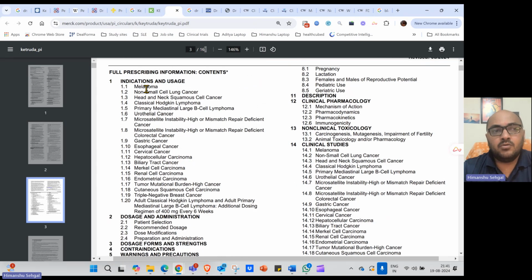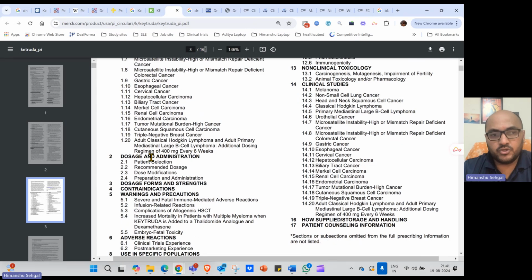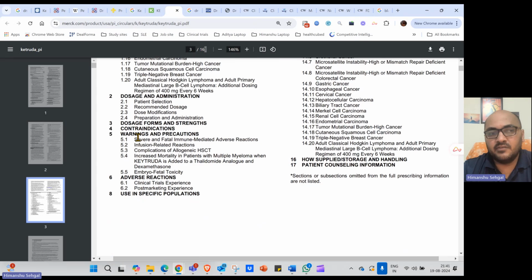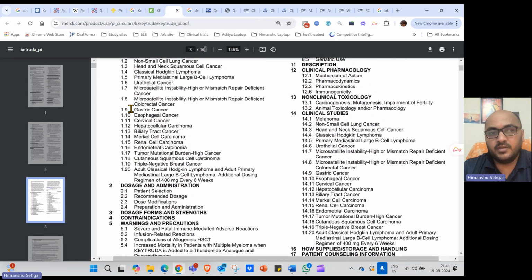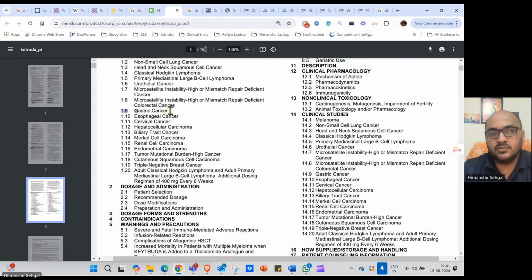Okay, and now about its content. So here you can see indications, all the indications, dosage and administration, dosage forms and strengths, contraindications. Everything is given in detail, and I hope you remember on the top I've showed you 4, 5.1, 1.9. So see, 1.9 was this gastric cancer. So it's written over here.